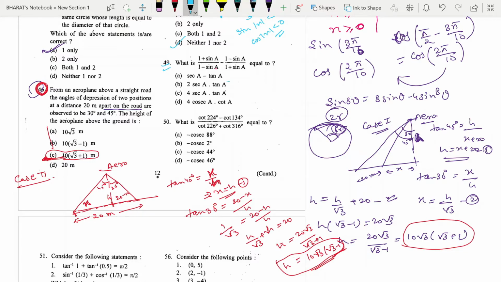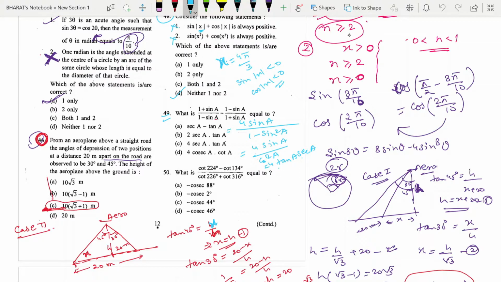We can take the LCM here, that is 1 minus sin square A, and after solving the upper part, you will get 4 sin A. That is quite simple. 4 sin A upon cos square A is 4 tan A into sec A, that is 4 sec A into tan A. That is the right answer. Let's move to the next question.